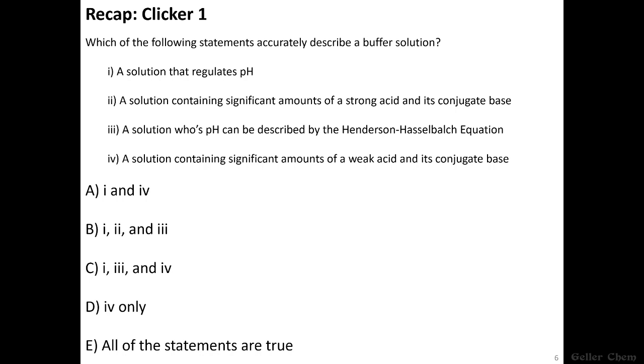A buffer is 1. A solution that regulates pH. Correct. 2. A solution containing significant amounts of a strong acid and its conjugate base. Incorrect. A buffer is in fact a solution containing significant amounts of a weak acid and its conjugate base, which is Roman numeral number 4. And then we skipped over number 3, a solution whose pH can be described by the Henderson-Hasselbalch equation. That is completely true. In fact, that's the only time you can use that equation to calculate pH, is if it's a buffer. So let's look a bit more into this.